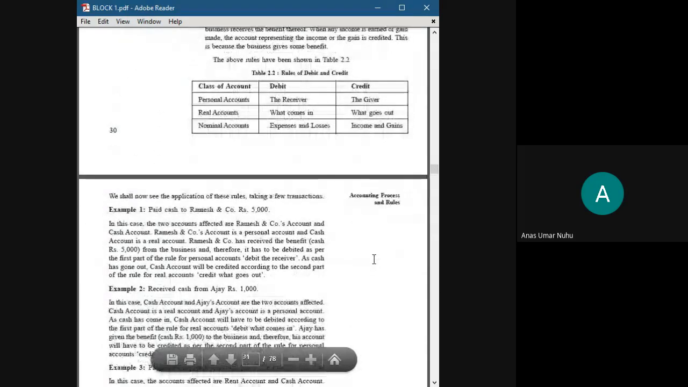Excuse me, I have a question. If I say, for example, personal account and real account are similar, how right am I?